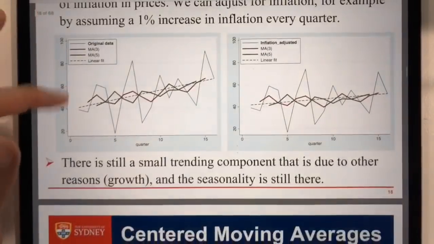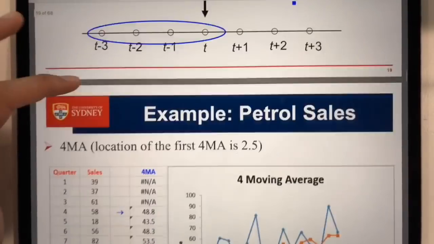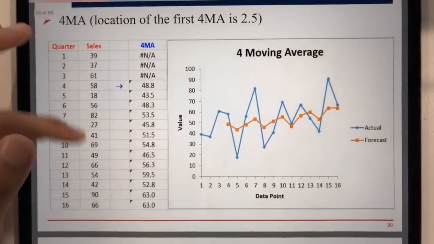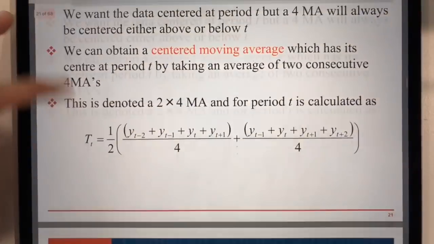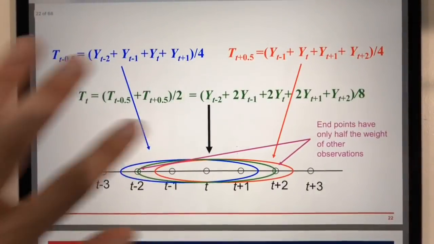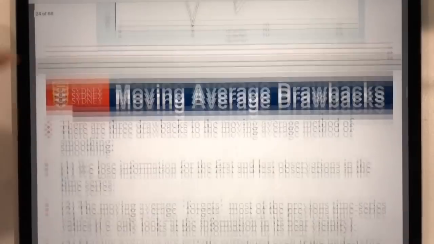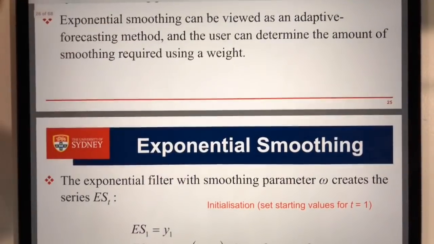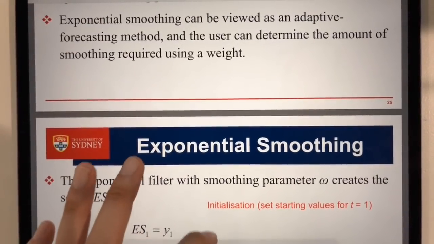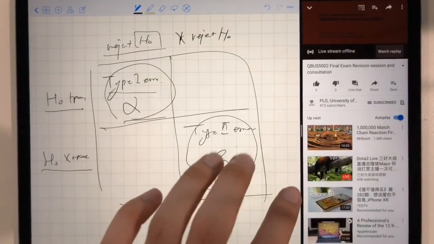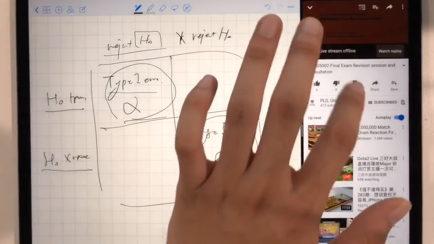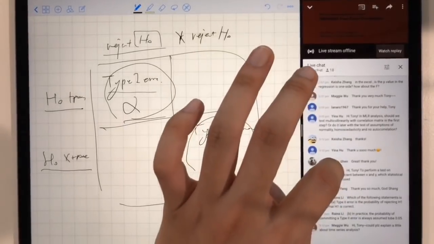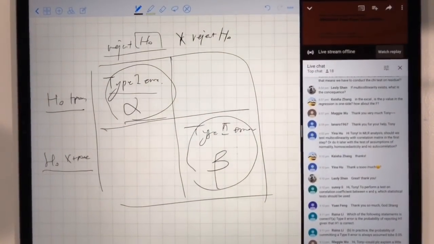Because if you want me to explain time series analysis, I would have to spend a 3-hour lecture to explain this. So just read it. It's not that hard, okay? You have plenty of time till your exam. So let's go back and see your questions. No more questions.